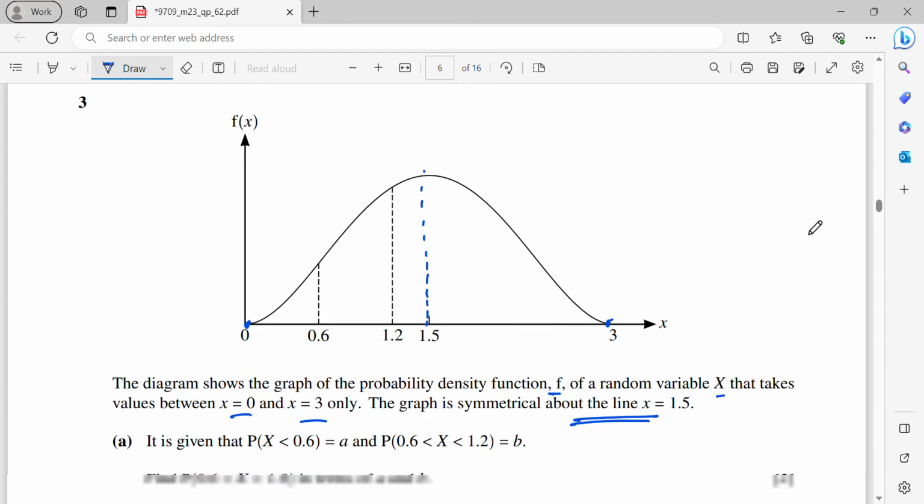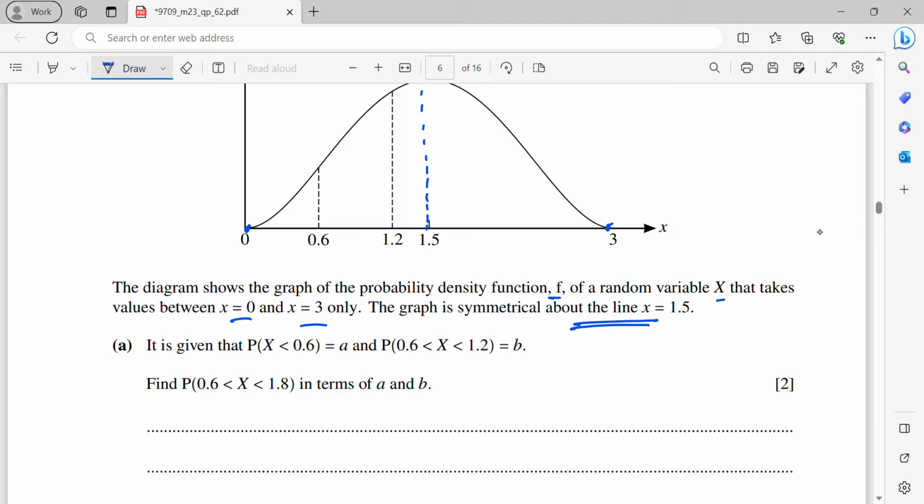Now, it's given that P(x less than 0.6), which is here, is A. And P(x between 0.6 and 1.2) is B. So here is going to be B, because when you consider probability, that is the area under the curve. Now find P(x between 0.6 and 1.8).